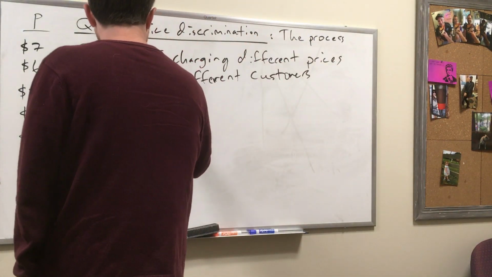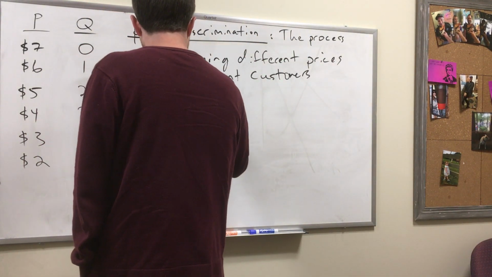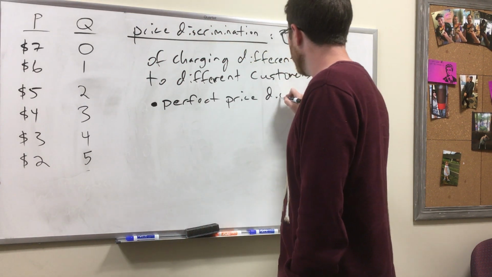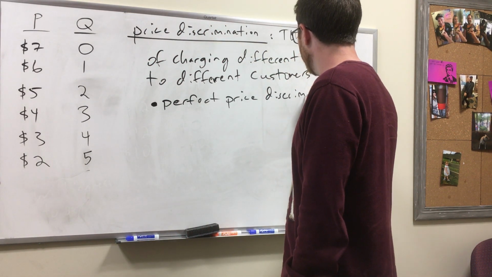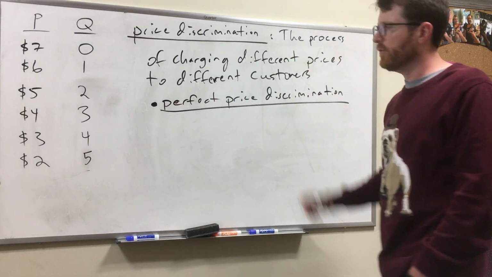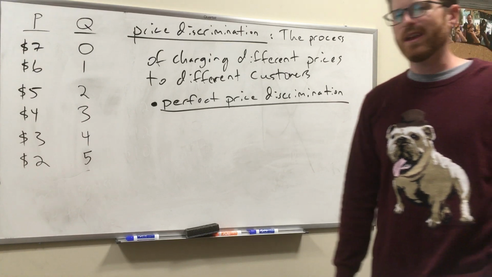What we're going to start with today, in terms of the math, is thinking about perfect price discrimination. So there are different forms of price discrimination. This perfect price discrimination doesn't really happen much.